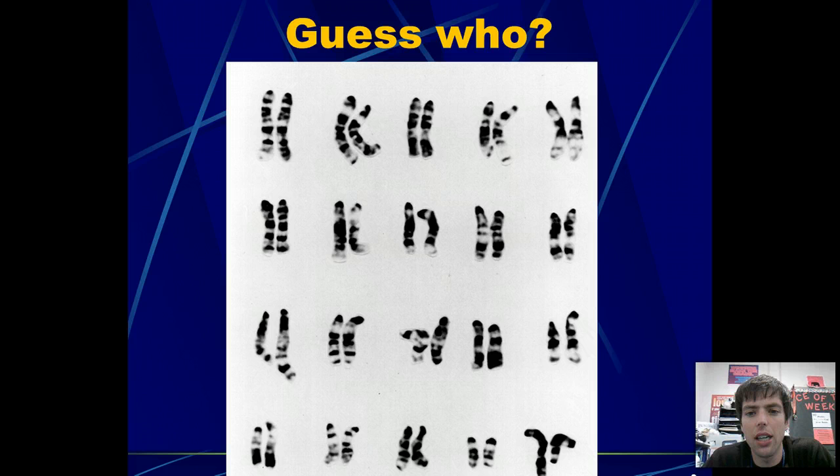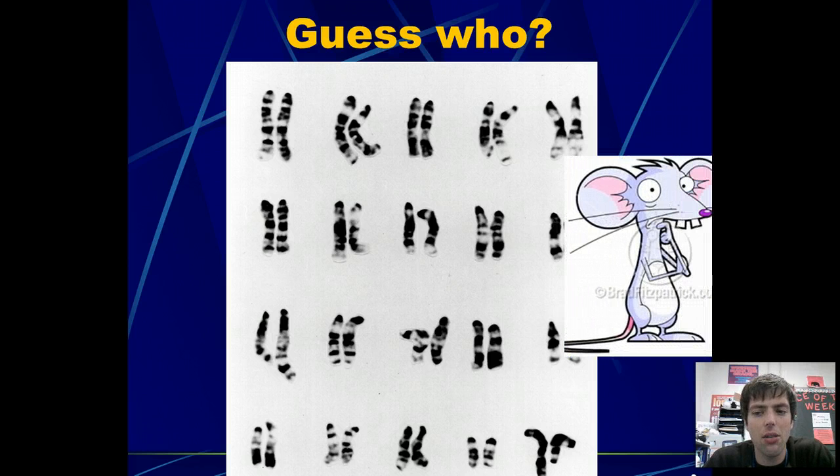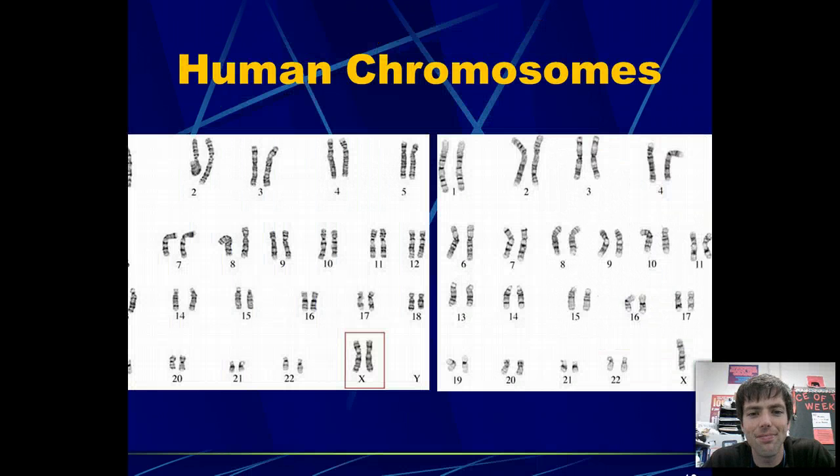Here's a picture of another animal. Now they have longer chromosomes like us, but they only have 5, 10, 15, 20 pairs, where we have 23 pairs. That's right, it's a mouse's chromosomes.